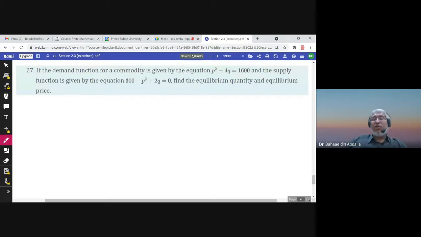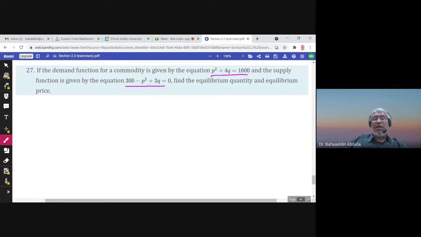If the demand function is given by this quadratic equation and the supply function is given by this, find the equilibrium quantity and equilibrium price. Well, here the two equations are not solved for P. So how to solve these two equations together? You can look at the equations and try to find a nice substitution. You can solve one equation for one variable and substitute in the other.